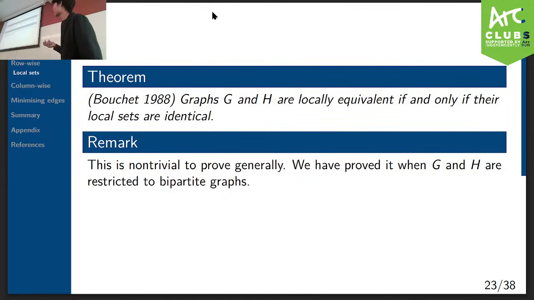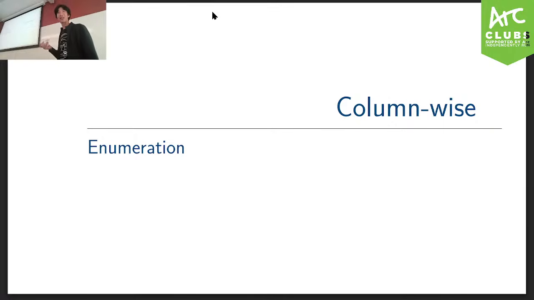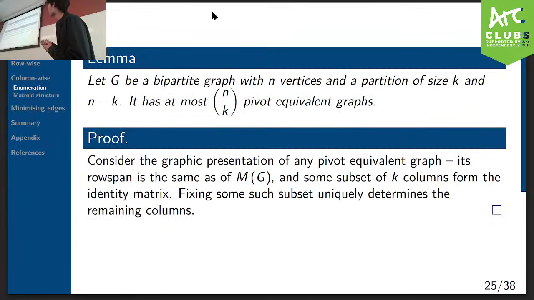Yeah. Cool, good questions. So now we're going to look at the columns and see that there's some invariance there as well. In fact, it is kind of a reframing of the invariant on the rows, but it's going to tell us something slightly different about pivot equivalent bipartite graphs. We're going to start with a simple example.